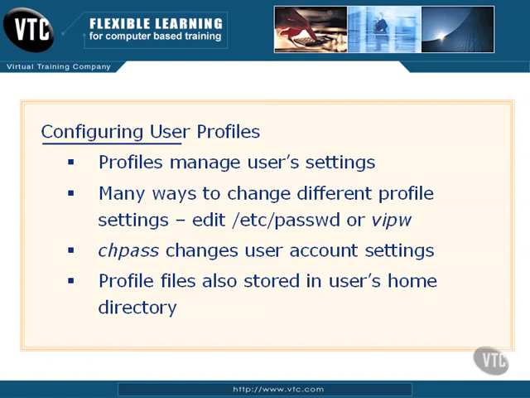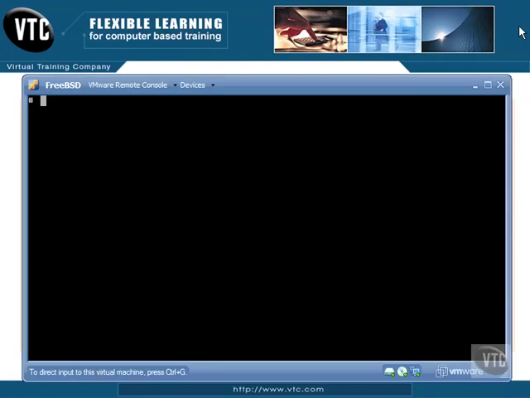Two of the ways that we'll look at to change user profiles are the vipw command, which changes the /etc/passwd file, or, which is better to use, the chpass command, which changes user account settings as well. We'll also look at some of the profile files in the user home directory, and you can see how those can be edited to change profile settings. We're in our FreeBSD virtual machine, and we're going to take a look at changing some different profile and user account options for users. One of the things we can look at is the vipw command.